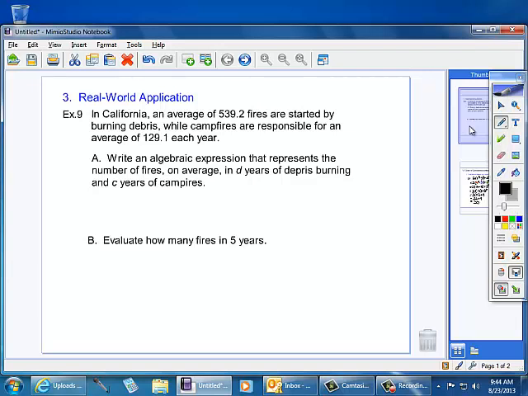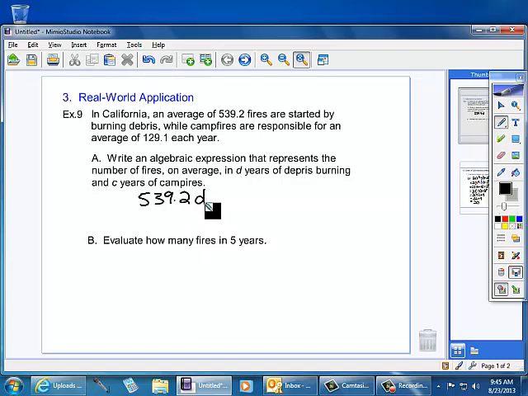Alright, well, in 1 year there would be 539.2 fires started by debris. In 2 years, I would have to double that, or times it by 2. In 3 years, I would multiply it by 3. So what are we doing? We're taking that 539.2, and we're going to multiply that by the number of years we want to predict there will be caused by debris. So like I said before, in D years. Okay, if it was 2 years, D would be 2. 3 years, D would be 3.